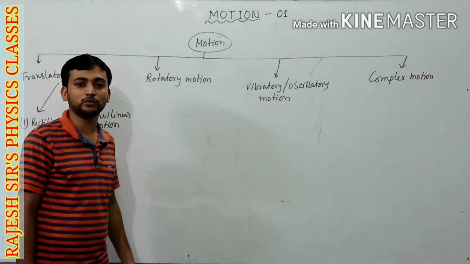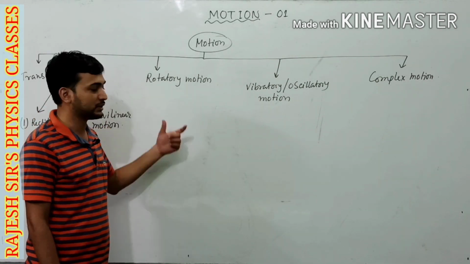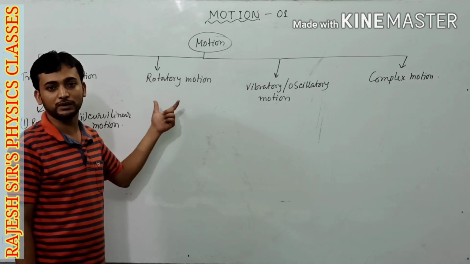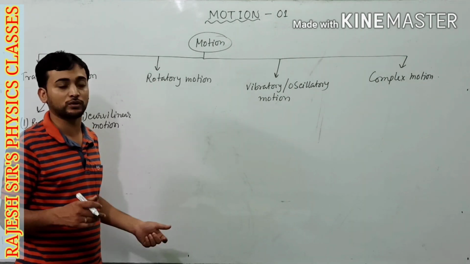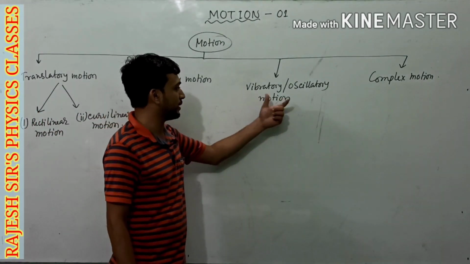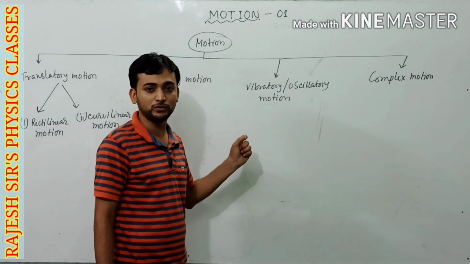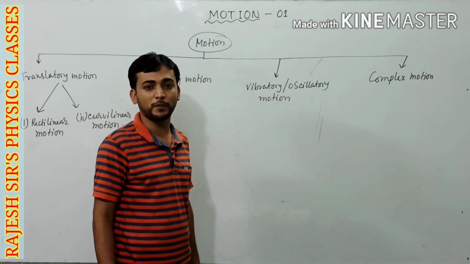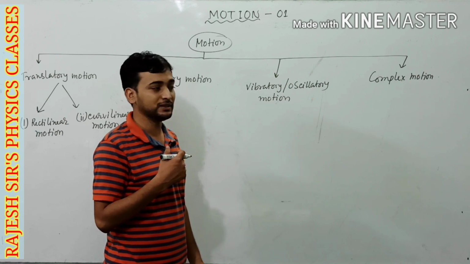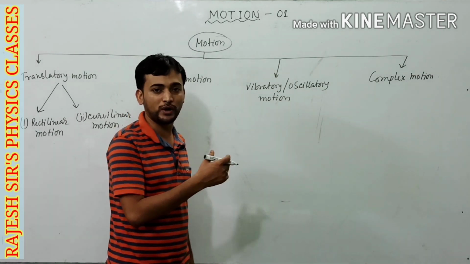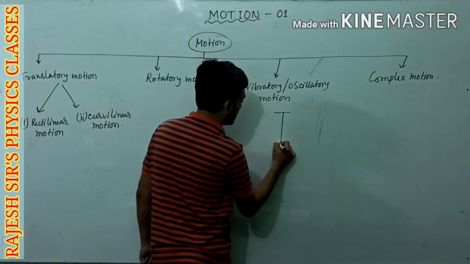In rotatory motion, objects are found to rotate about an axis, just like rotation of our earth, due to which day and night occurs. Okay. Now vibratory motion or oscillatory motion. In this case, objects are found to retrace its own path repeatedly. Means any back and forth motion or to and fro motion will be known as vibratory motion.